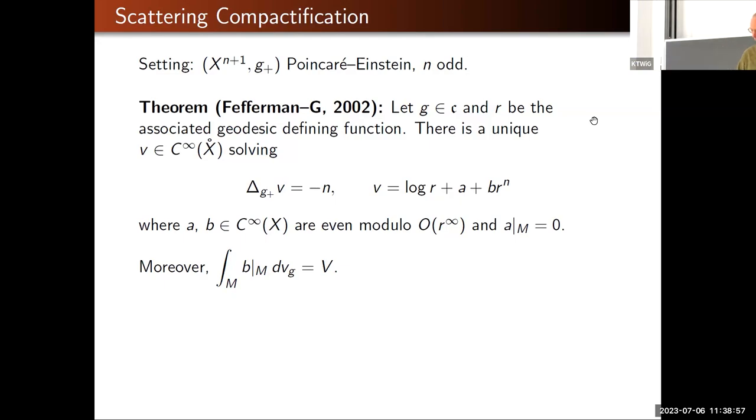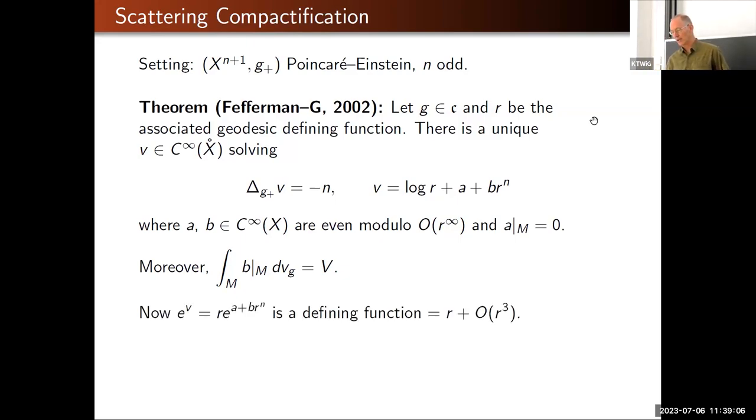Okay, so this was there, but Changqing and Yang saw how to use this in a very, very nice way. So here's one thing they do. Suppose you look at e to the v. V behaves logarithmically. If you exponentiate it, you're going to get a defining function, right? Exponentiate v, you get e to the log r, that gives you r, and then e to the a plus b to the n, that's just some smooth function that starts out looking like one. So this is a defining function when you exponentiate something that blows up logarithmically.